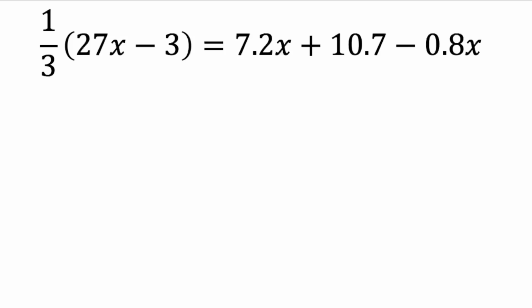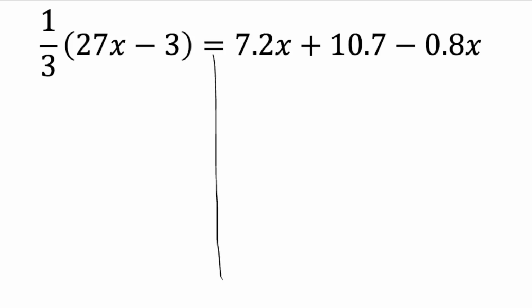Let's work through an example of solving a multi-step equation using the distributive property. Solve 1/3 multiplied by the difference of 27x and 3 equals 7.2x plus 10.7 subtract 0.8x.